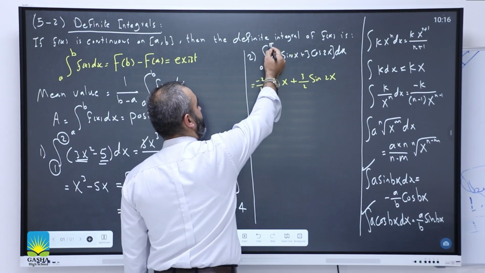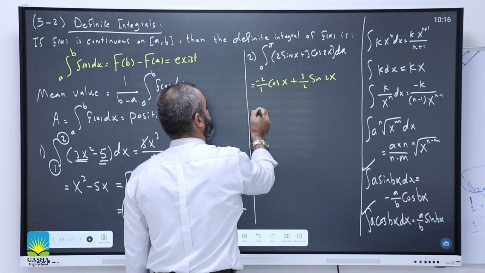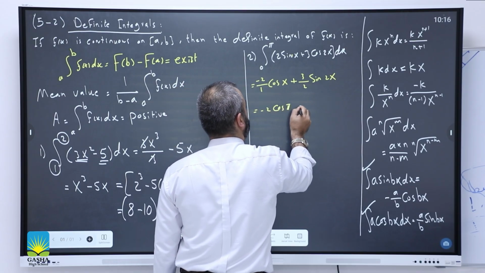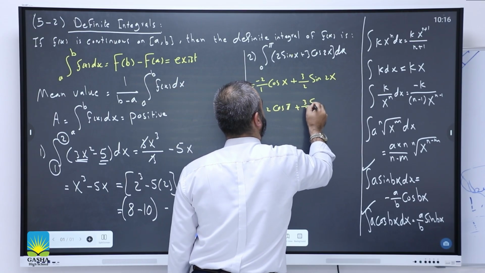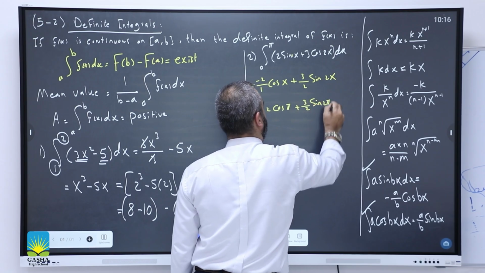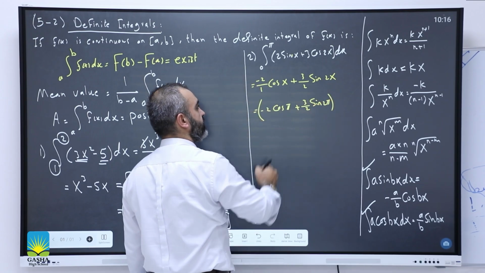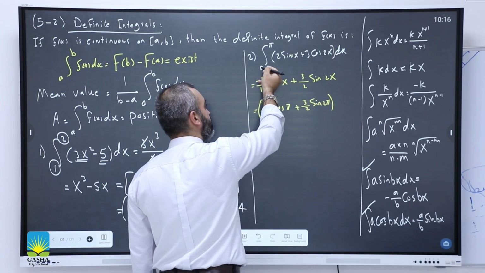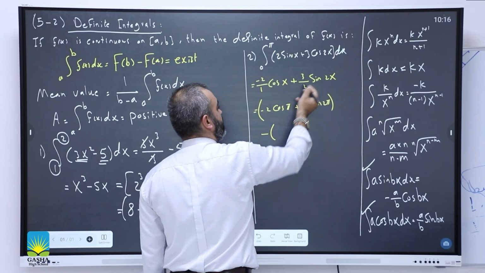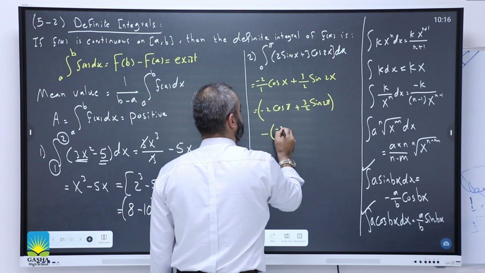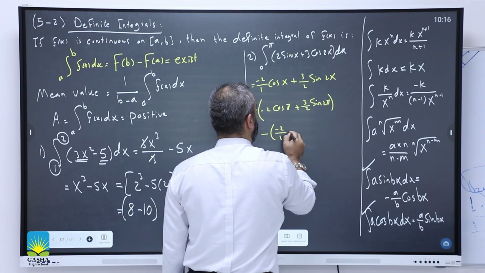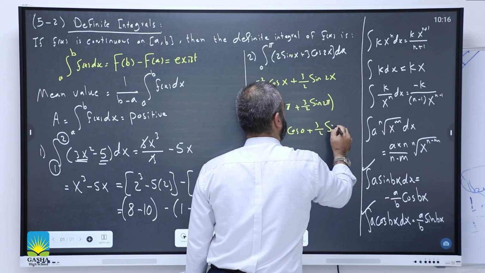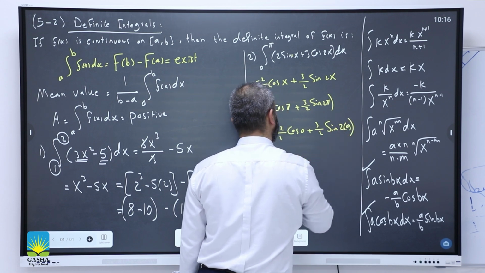So we substitute pi here and 0 here. Negative 2 cosine pi plus 3 over 2 sine 2 pi, right? First we substitute pi, always, minus, and also we substitute 0 in all x. So it's negative 2 over 1 cosine 0 plus 3 over 2 sine 2 times 0.